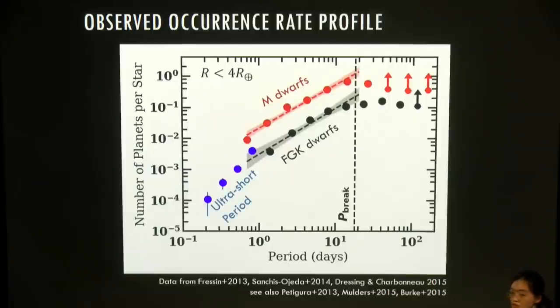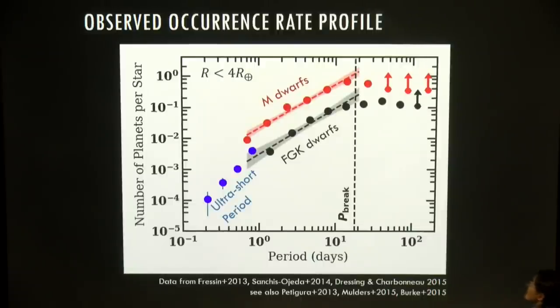This corrects for all the false positives and also the detection limits. And different colors here correspond to different data sets. The red are the M-dwarfs. Disclaimer, those are early M-dwarfs. The blacks are the FGK dwarfs. The blues are the ultra-short period planets around GK dwarfs. Ultra-short period means orbital period less than one day.